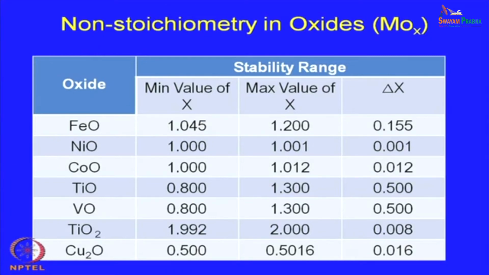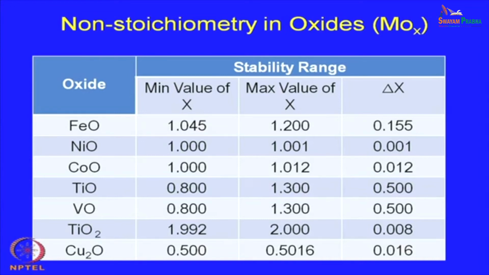Nickel oxide: sometimes it is 1, but many a time it is more than 1, though the deviation is a little less. It is only 0.001. Cobalt oxide is the same manner as nickel oxide, and the deviation is slightly more, but not too large, 0.012.